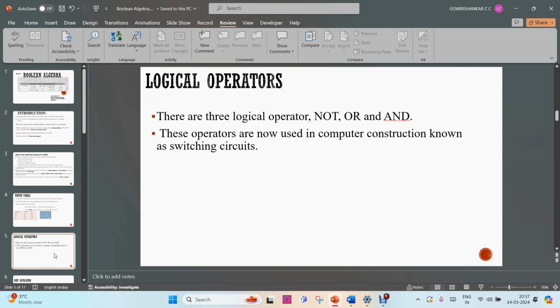Next, we're going to logical operators. There are three operators: NOT, OR, and AND. These operations are used for computer construction, known as switching circuits. There are three logical operators: the NOT operator, the OR operator, and the AND operator. We can see them one by one.